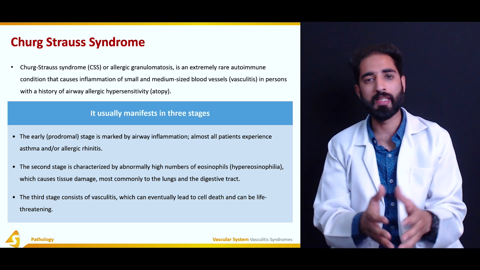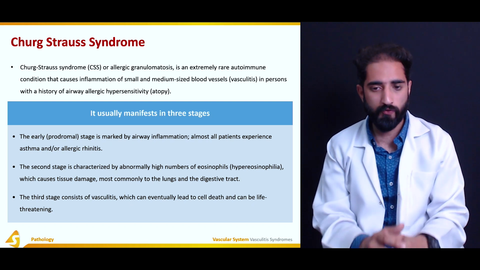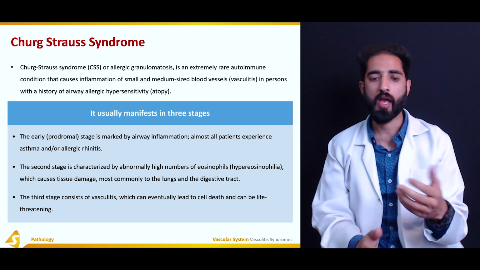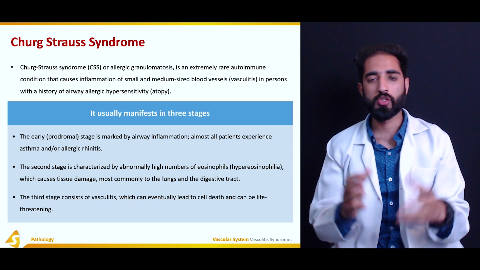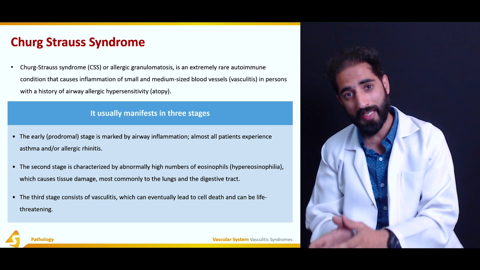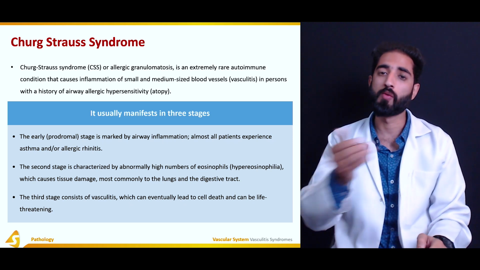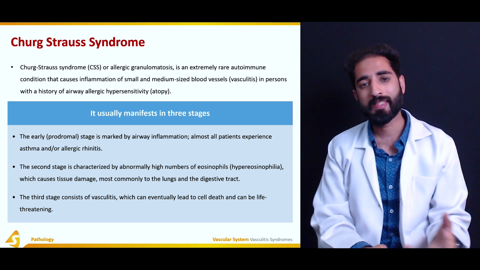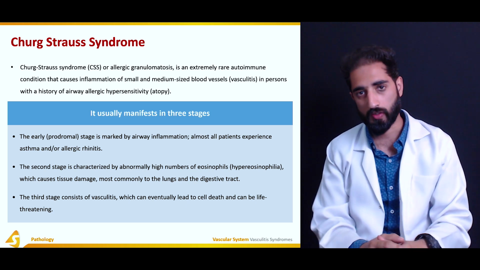The first is the early or prodromal stage, in which there is airway inflammation, and almost all patients experience asthma or allergic rhinitis. The second stage is characterized by abnormally high numbers of eosinophils, which is an inflammatory response occurring in response to any sort of allergen. So this results in tissue damage, most commonly to the lungs and the digestive tract.